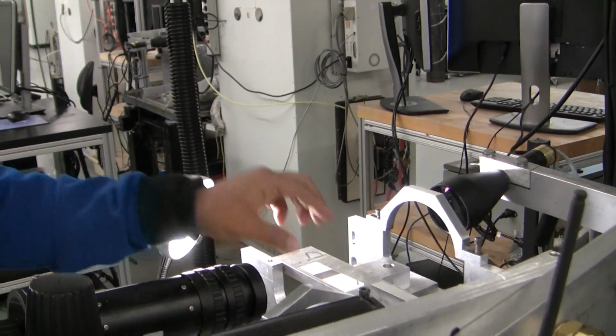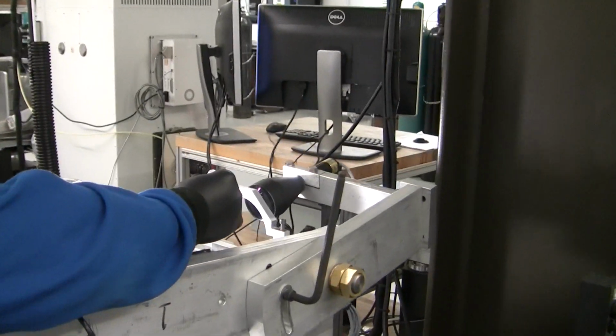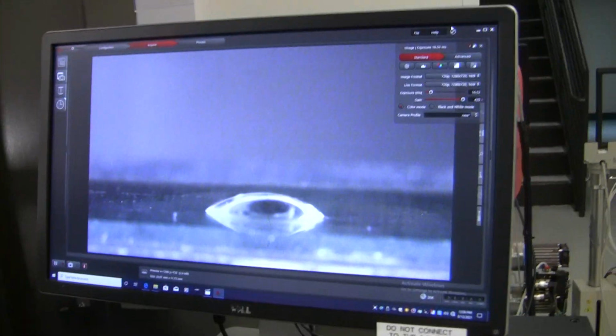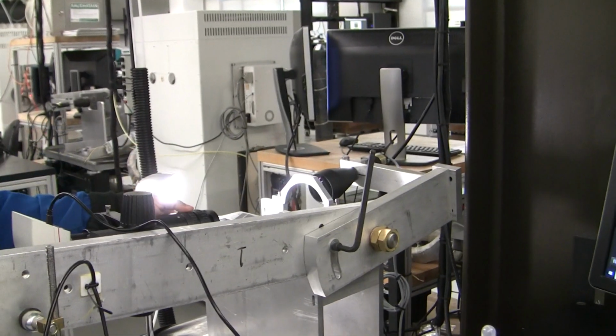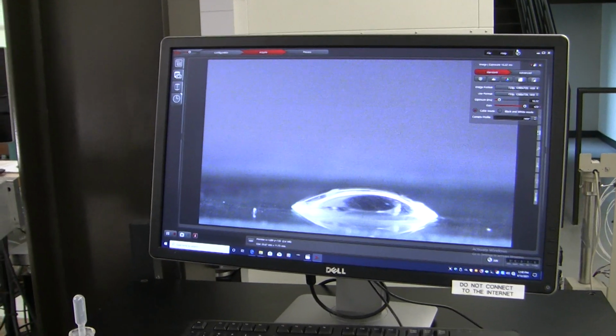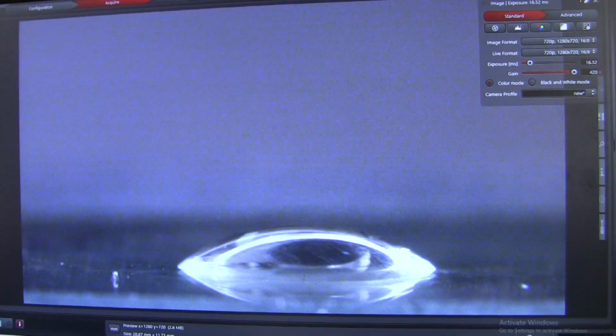I'm gonna keep this here and put a drop of water on it. Just try to focus on the droplet of water. Okay. Now the way we measure the wettability is by the contact angle.